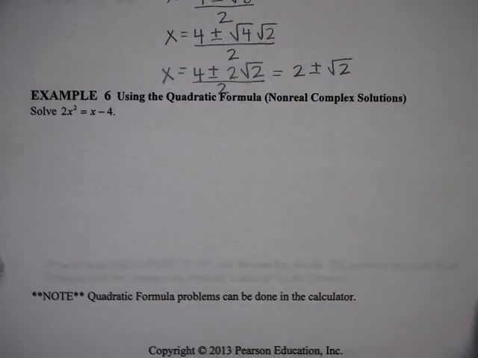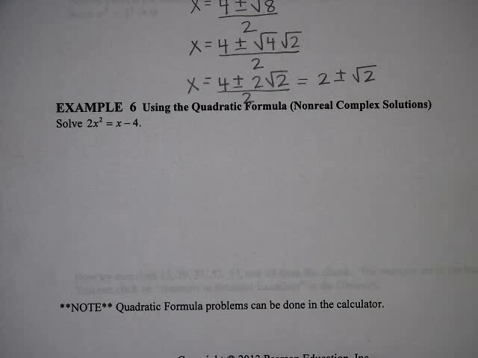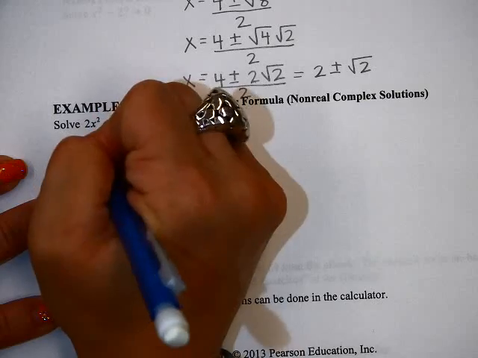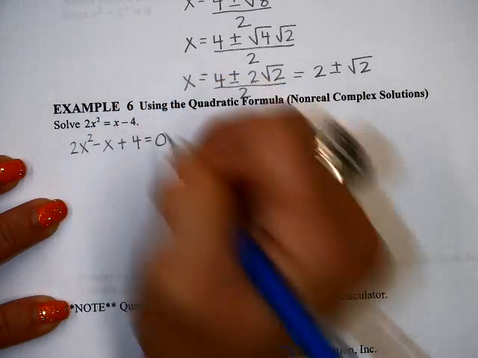I'm going to go back to our papers, and we're going to work example 6 the same way, and then I'm also going to show you how to do it in the calculator as well. So on example 6, we have 2x squared equals x minus 4. Again, you're going to want to write this in standard form. So you get 2x squared minus x plus 4 equals 0.